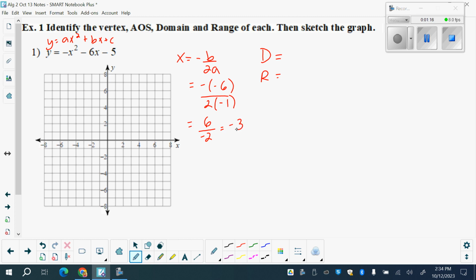So now we want to find our y value of our vertex. What do we do to find our y value of our vertex? Anais, what do we do? That's right. So we're going to take this -3 and substitute it into our equation here. So that's going to be y equals -3 squared minus 6 times -3 minus 5.